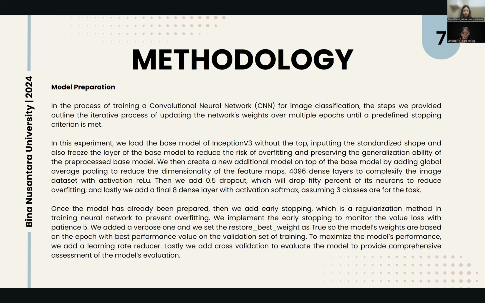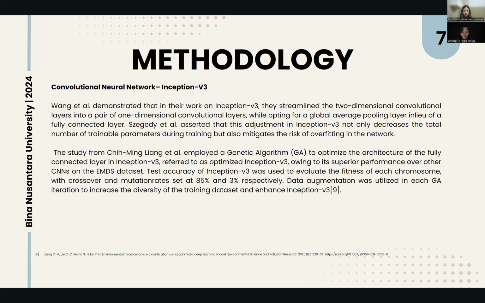In this experiment, we also load our base model, which is Inception V3, and after we prepare our model, we create an additional model on top of the base model by adding global average pooling to reduce the dimensionality of the feature maps. Once the model is prepared, we do early stopping to maximize the model performance, and we add a learning rate reducer. Lastly, we add cross-validation to evaluate the model to provide a comprehensive assessment of the model evaluation. This is a brief description of our convolutional neural network, Inception V3.